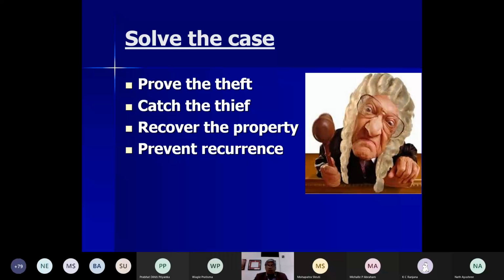Now we have established that a crime has been committed. Next job is for you to catch the thief. And once you catch the thief, to try and recover the property which he has stolen.